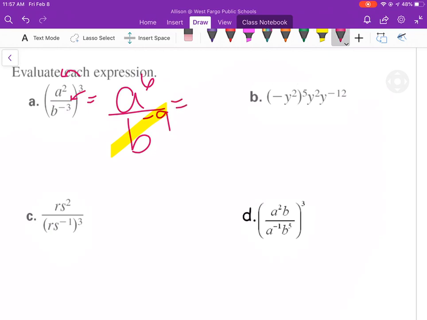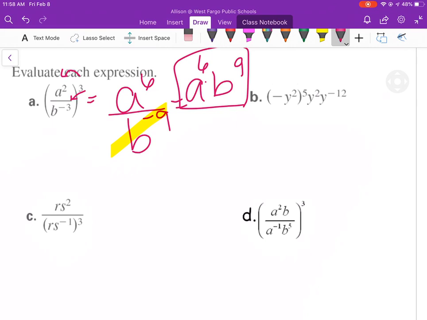So since B has a negative exponent in the denominator, you need to move it to the numerator and make it positive. It was A divided by B. When it moves to the top, now it's A times B, and then the exponent becomes positive.